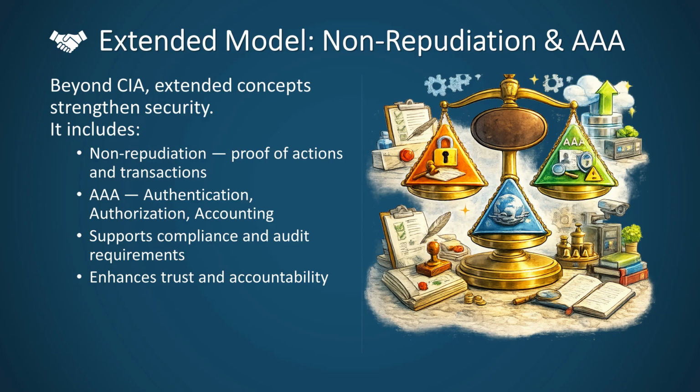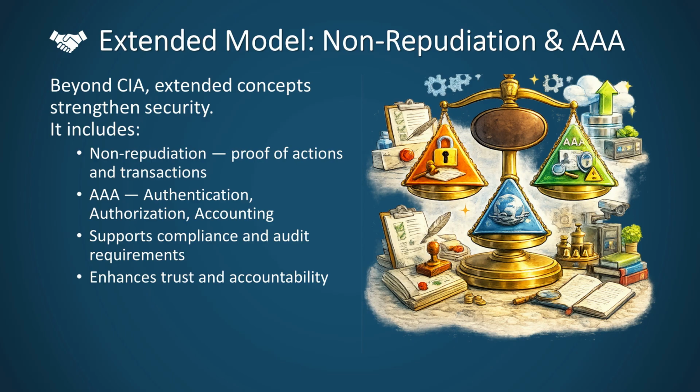Another important extension is AAA: authentication, authorization, and accounting. Authentication is about proving identity, like logging in with a password or fingerprint. Authorization decides what that person is allowed to do once inside the system. Accounting keeps track of actions, recording who did what and when, often through logs. Together, non-repudiation and AAA strengthen identity management, enforce accountability, and support compliance with laws and standards. They make sure organizations can prove actions, trace responsibilities, and maintain trust with stakeholders.